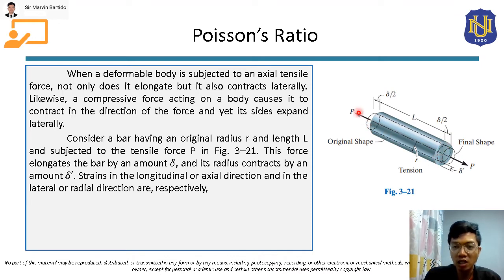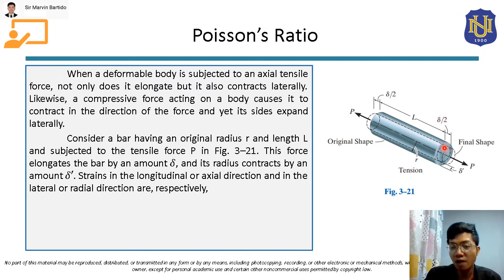So upon application of this force P, this is a tensile force P, this will cause this original bar to be elongated. So this broken line will be the deformed bar, or its final shape. Here this force elongates the bar by an amount of delta. Since it will be stretched, there will be a deformation delta.